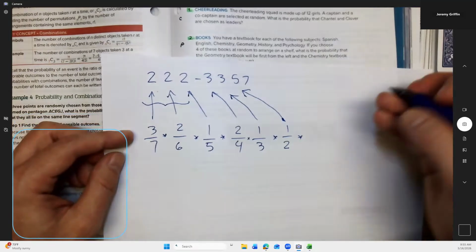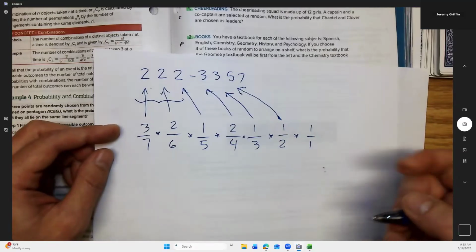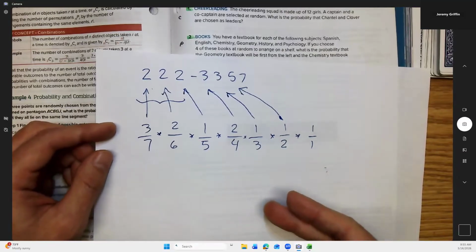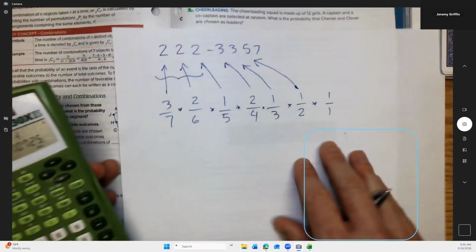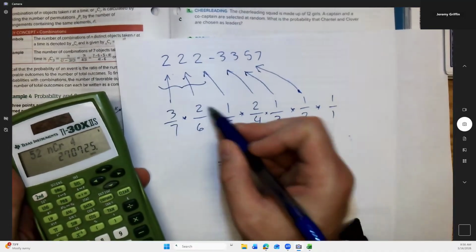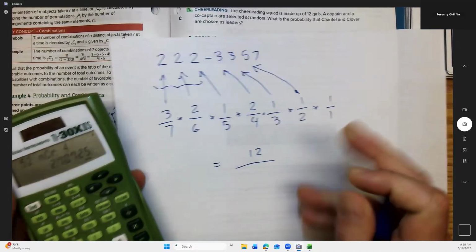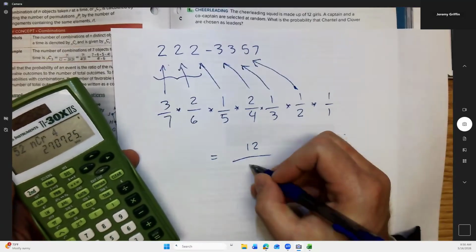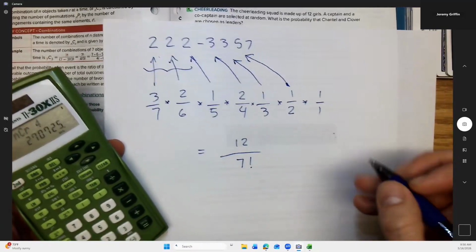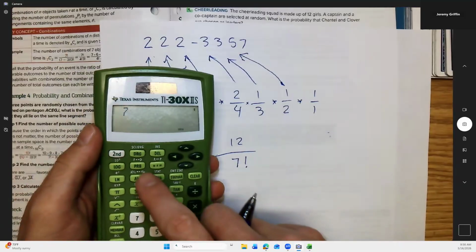Once the 5 is locked in place, there's only 1 number remaining, so there's only 1 way to write the last number. The last number has to be a 7. See how this cleans up? 3 times 2 is 6, times 2 is 12, out of, hey, is this 7 factorial right here? I'm going to use that factorial.